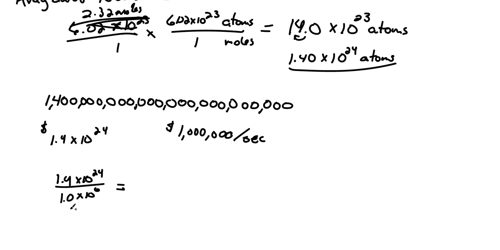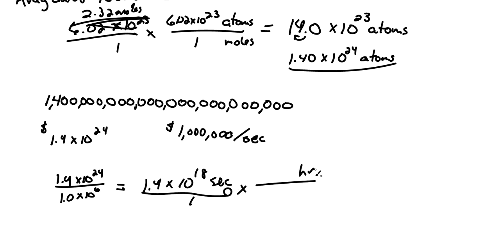So 1.4 divided by 1 is 1.4 times 10. Now if you divide an exponent, 10 to the 24th divided by 10 to the 6th, you subtract them. So you get 24 minus 6, or 18 seconds. So it would take you that many seconds. Well, that still doesn't really tell us anything. So let's convert that. So if we put that over 1, I like the little circle there.